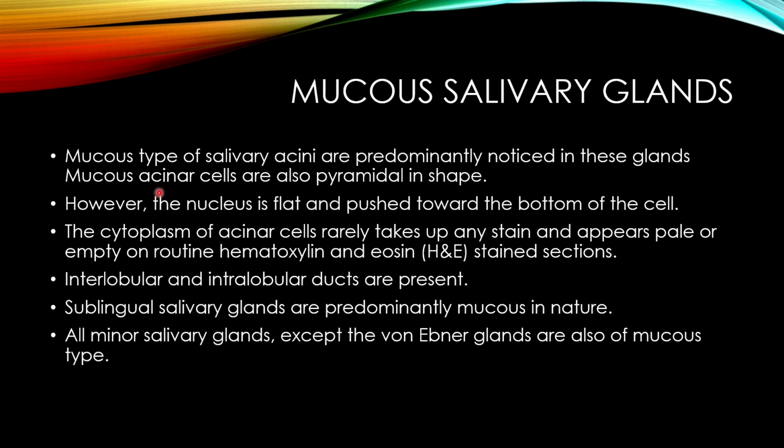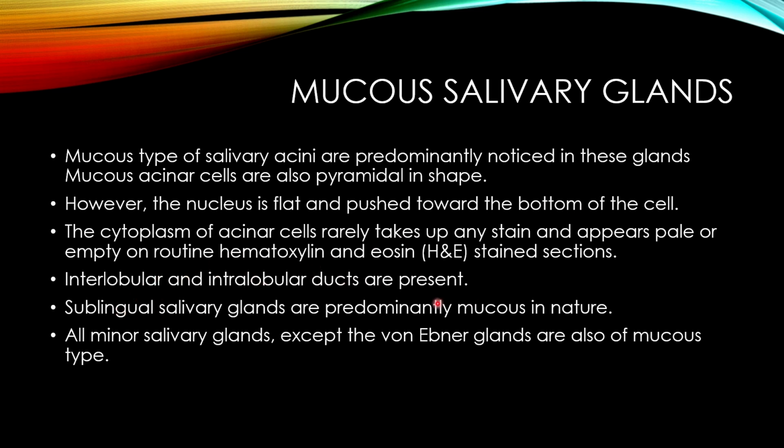Now, the mucous salivary glands. Mucous type of salivary glands cells are predominantly noticed in these glands. Mucous acinar cells are also pyramidal in shape. However, the nucleus is flat and pushed towards the bottom of the cell. Cytoplasm rarely takes up any stain and appears pale or empty on routine H&E stains.